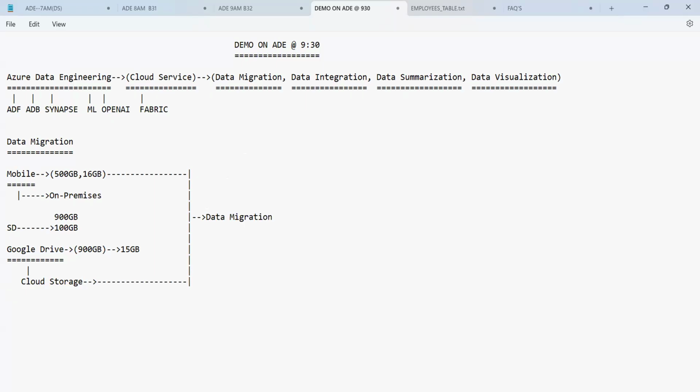Data migration is a process where we move the data from the physical device to the cloud storage. Hence we can say, guys, we can move the data from the on-premises system to the cloud storage. So this is called the process of data migration. Now, guys, the next one you have is data integration.